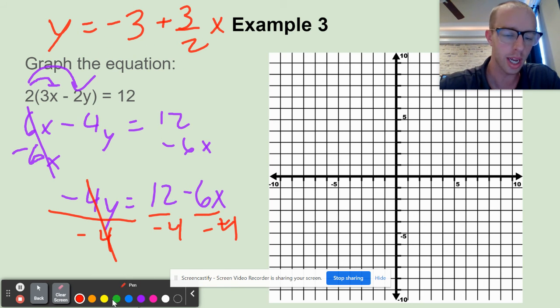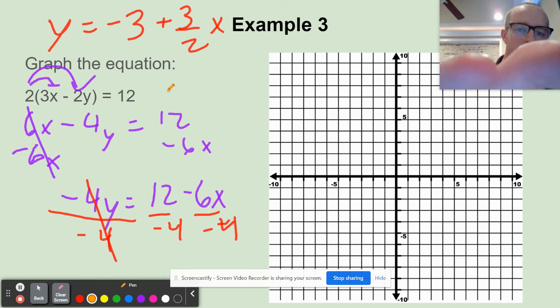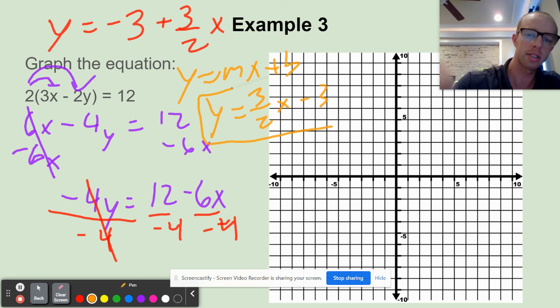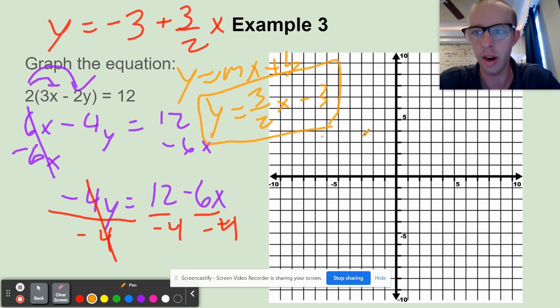Again, if I want to just change this so that it's in slope-intercept form, y equals mx plus b, all I have to do is rearrange it. So I can say this is y equals, I still have a positive 3 over 2x, and a minus 3. So now it's in slope-intercept form. Now I know how to graph this.